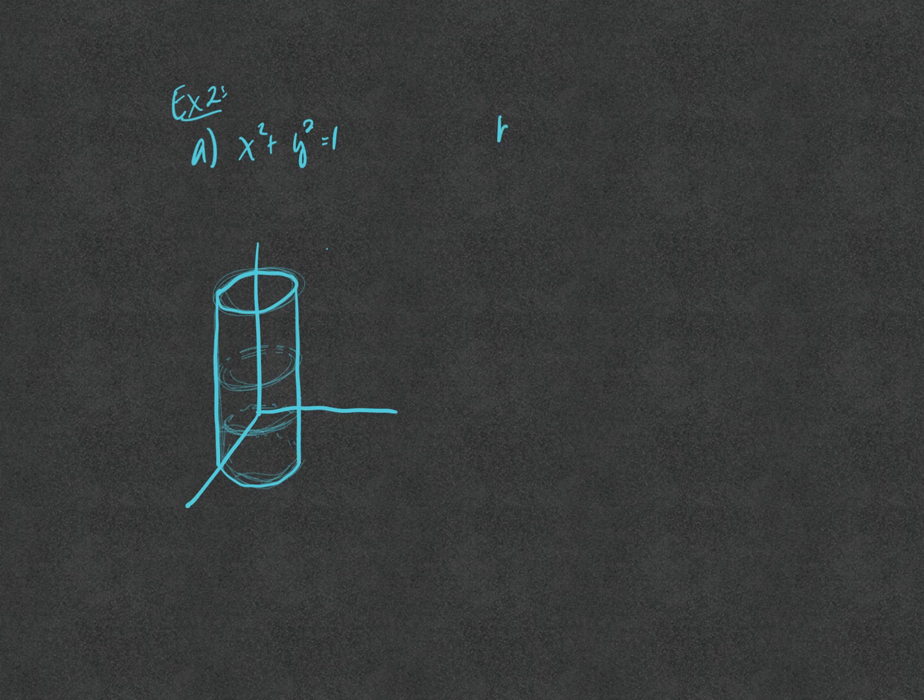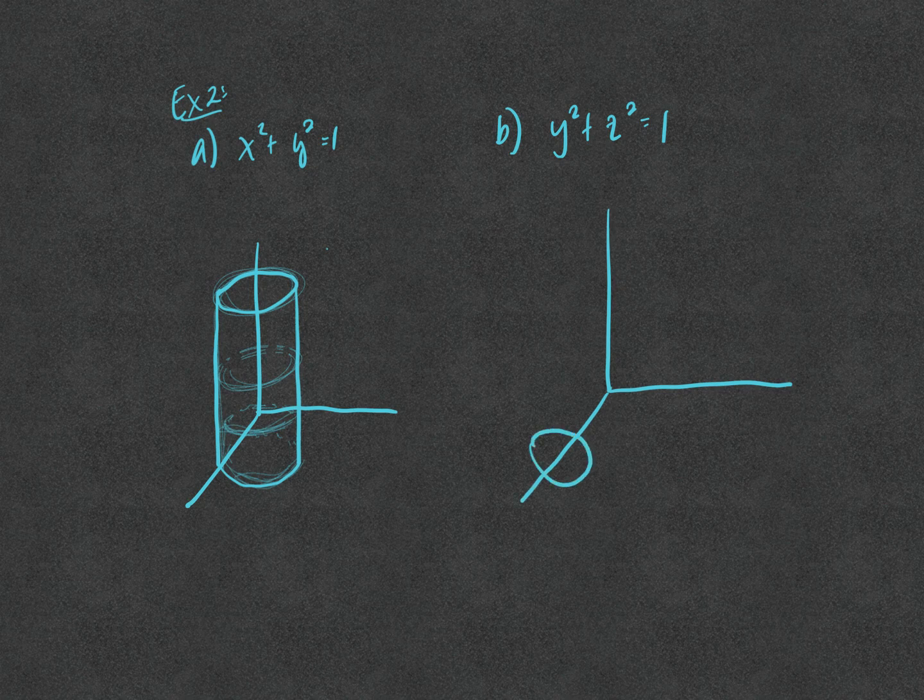All right, letter B is very similar. It says y squared plus z squared equals 1. If we had a 2D with just y and z, we still have a circle with radius 1. So again, we're going to look at it this way, but this time it's going to be centered around x, where x could be anything. I'm just going to draw it in like this. So we have a cylinder where x could be any value. So we're going to say x equals 1.